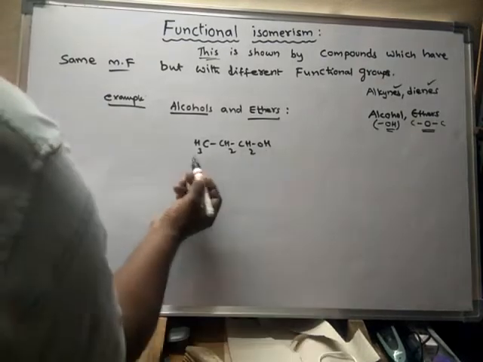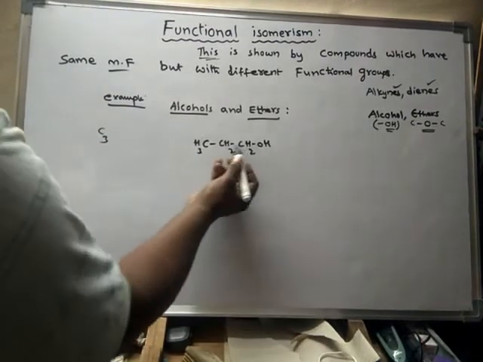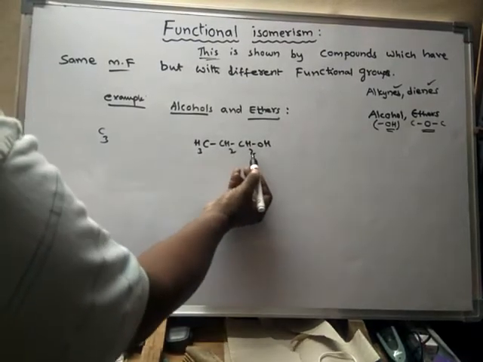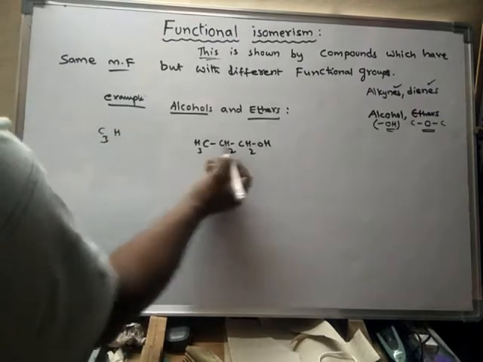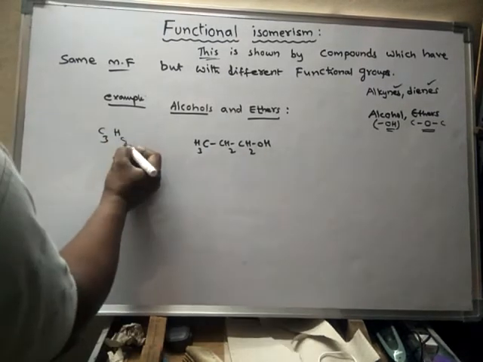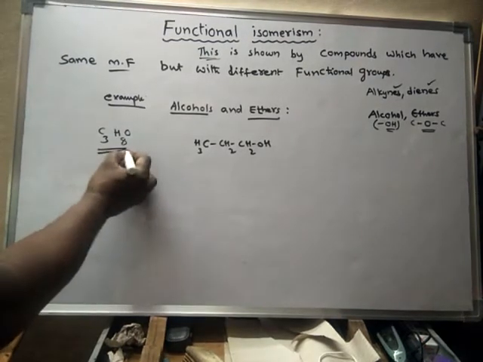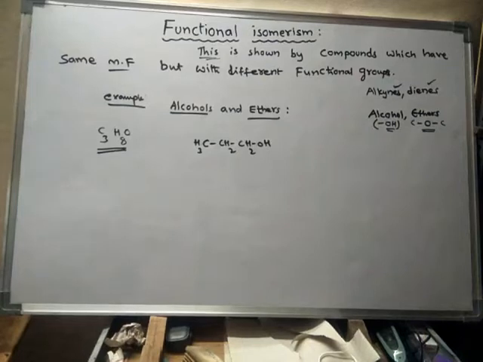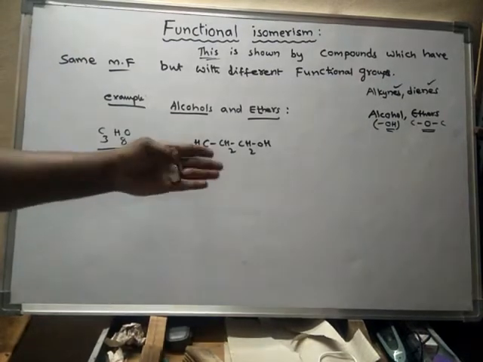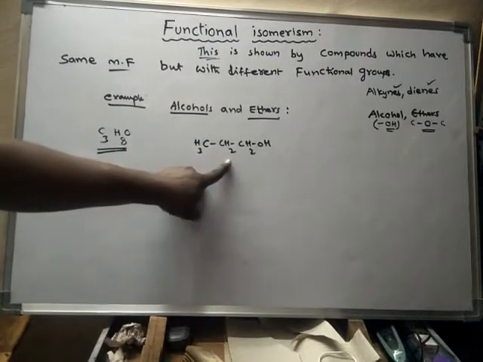Okay, what is the molecular formula? 1, 2, 3. C3. How many hydrogens are there? 8. Okay, one oxygen is present. So with this molecular formula, we can write an alcohol. This alcohol we may write, even other alcohols also we may write.